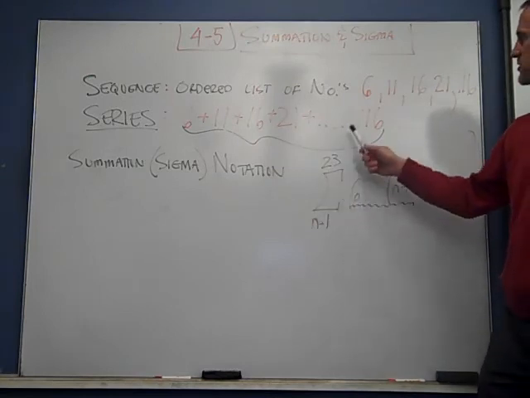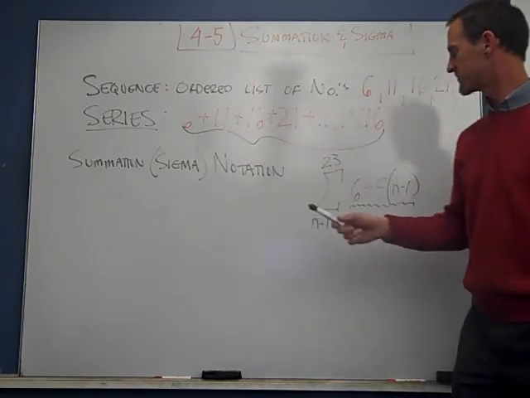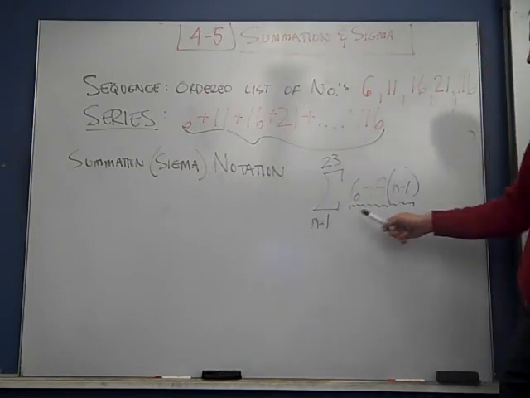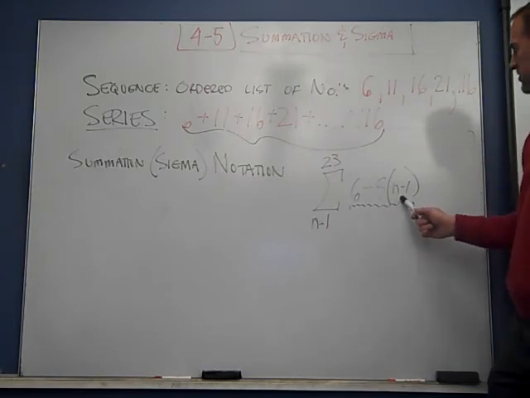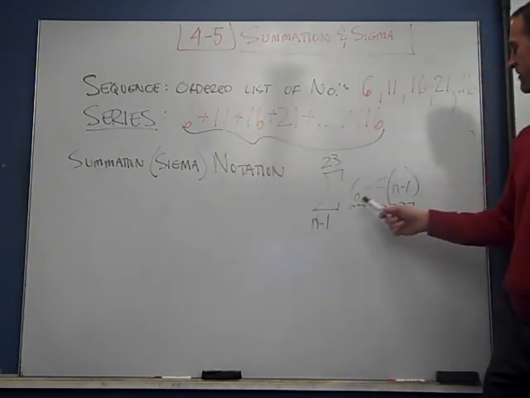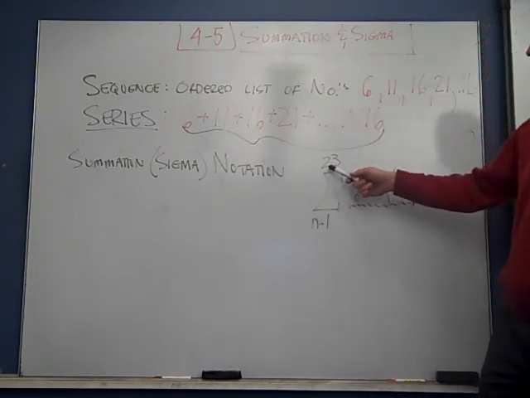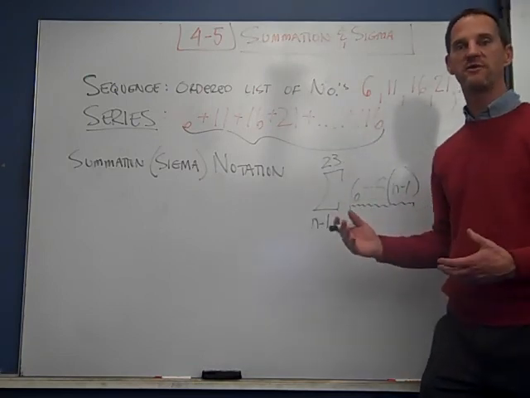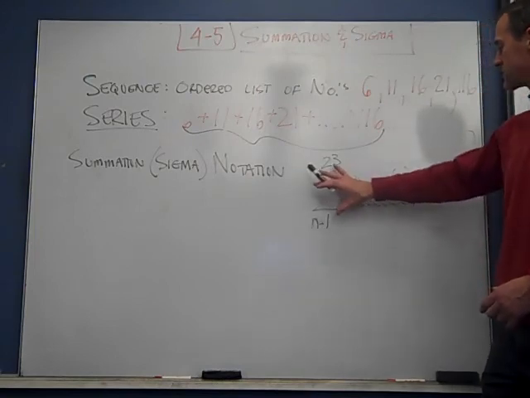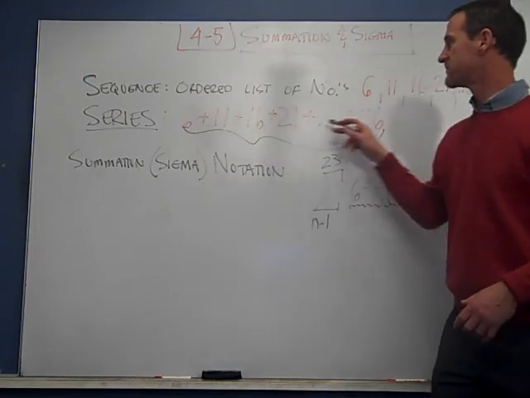The sigma tells you we're adding it all up. That's where the plus sign comes from. This formula, when we plug in 1, will give us our first term. If we wanted to, we can plug in 2. That'll give us 11. We can plug in 3, get 16, and we can plug in 23 and get 116. And that will tell us exactly what this list of numbers is.